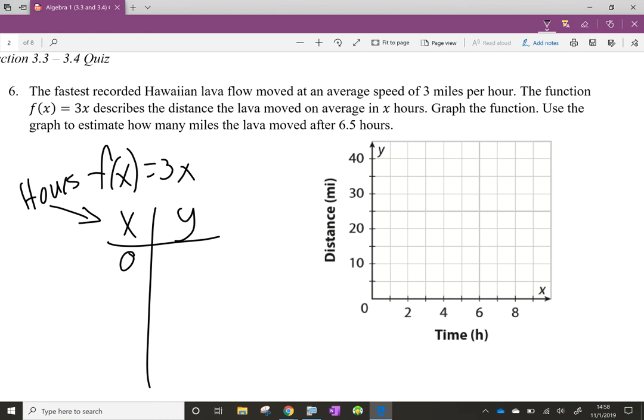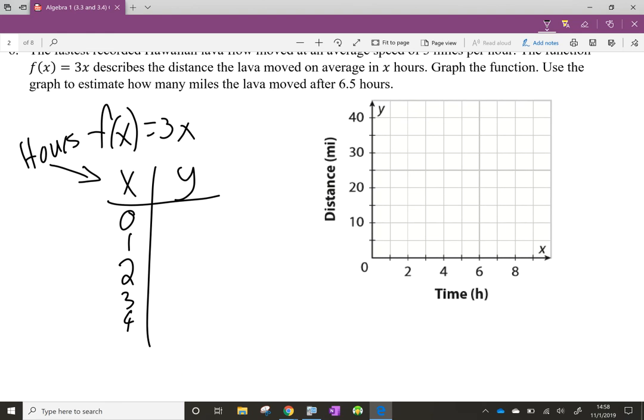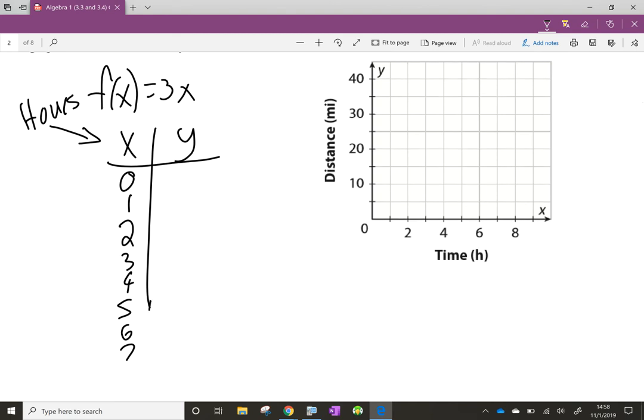So what we're going to do is pick numbers starting at 0 and work our way up. Let's start with 0. Let's go 1, 2, 3, 4. Let's start with that, and we can try to do a few more. Let's try to do 5, 6, 7. Really, the more we can do, the better. So don't be lazy. The more you can do, the better.